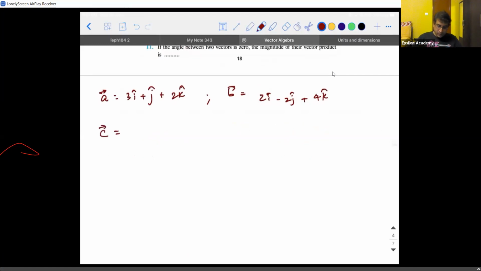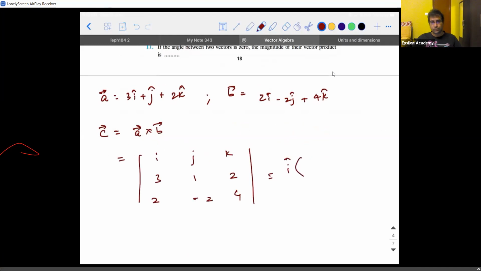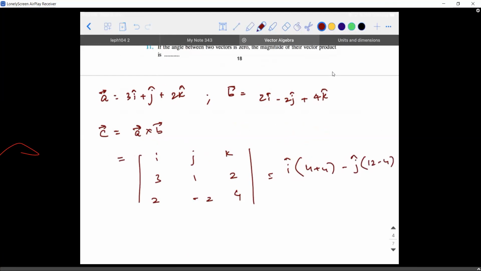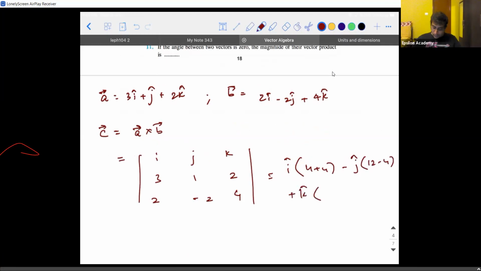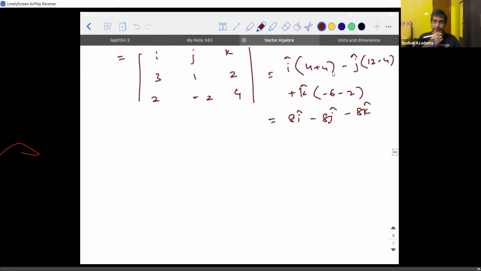So let me call that vector as C vector. So what is C vector, guys? I'll call that as A vector cross B vector. So if I do i, j, k and use the determinants method, 3, 1, 2 and 2, minus 2 and 4, what do I get? i cap into 4 plus 4, minus j cap into 2 minus 4, 12 minus 4, plus k cap into minus 6 minus 2. So it is going to be 8i cap minus 8j cap minus 8k cap, right?